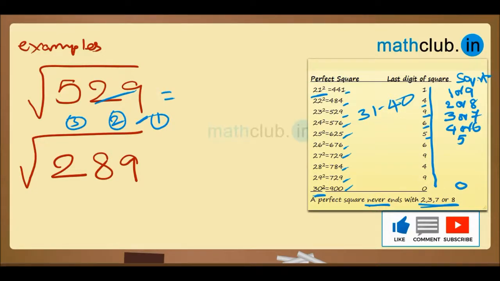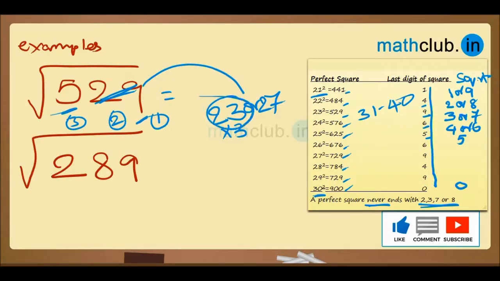Step 1, it's ending with 9, so the answer should end with 3 or 7. Now I cancel the last 2 digits. I am left with 5. The highest square just less than 5 is 2 square, so the answer should be 23 or 27. To identify the answer, all you need to do is multiply 2 with the next number 3, which gives 6. But here we have 5, so take the smaller value, that is 23 is the answer.